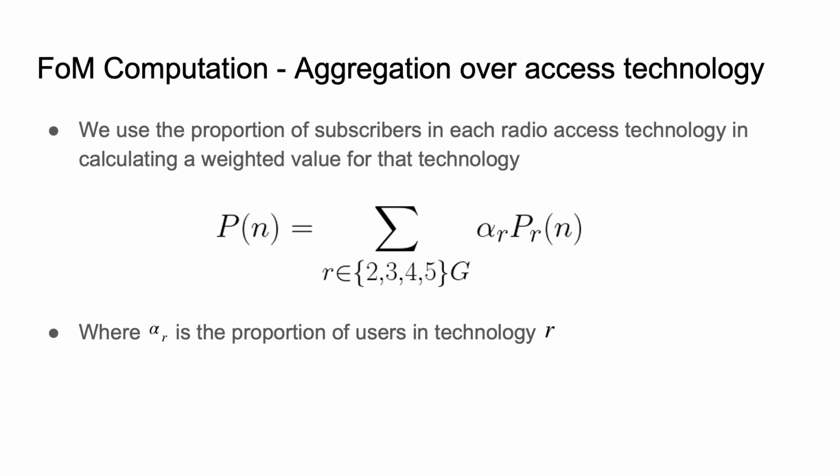Again, aggregating over access technology now, we use the proportion of subscribers in each radio access technology in calculating a weighted value for that technology. So here the final score, P_N, is the weighted sum over R, where alpha_R is the proportion of users in technology R, multiplied by the service level score calculated in the previous slide.